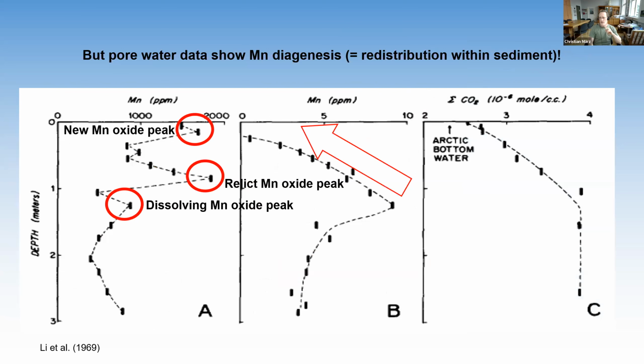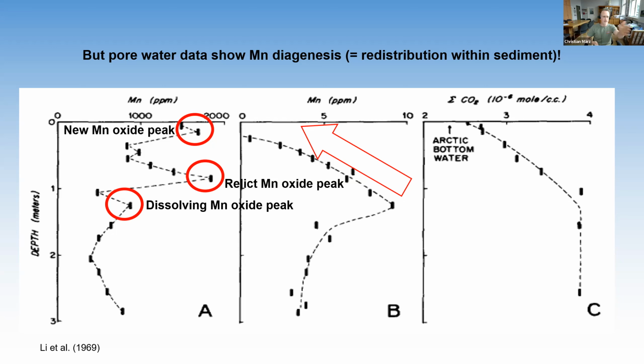And then I looked into this, to an extent triggered by some questions by Rüdiger Stein from the Alfred Wegener Institute about these manganese-rich layers. And I looked into the literature and I found that already in the 60s, people had shown using pore water data, which you can see here in this middle slide, that there is a lot of manganese redistribution happening in these sediments. And they already interpreted these records in terms of diagenesis.